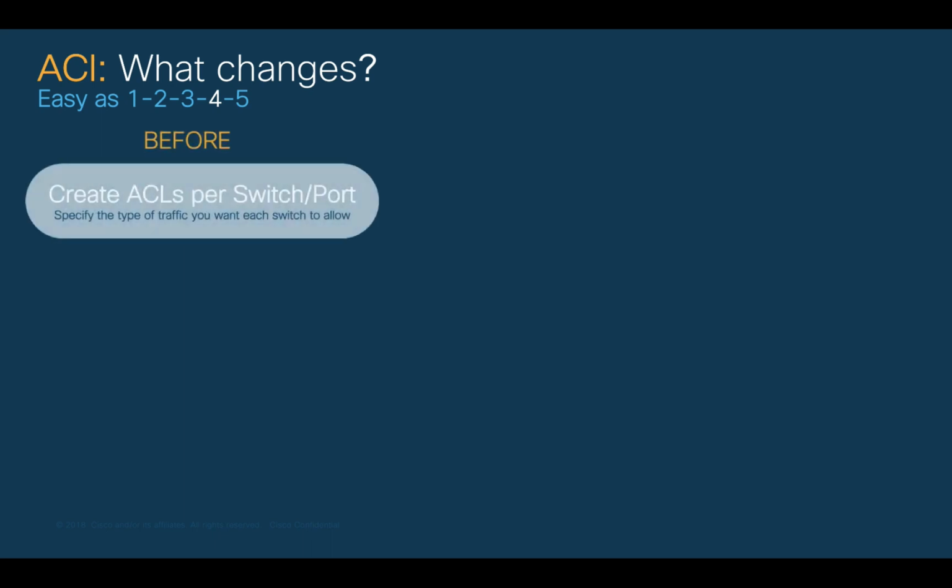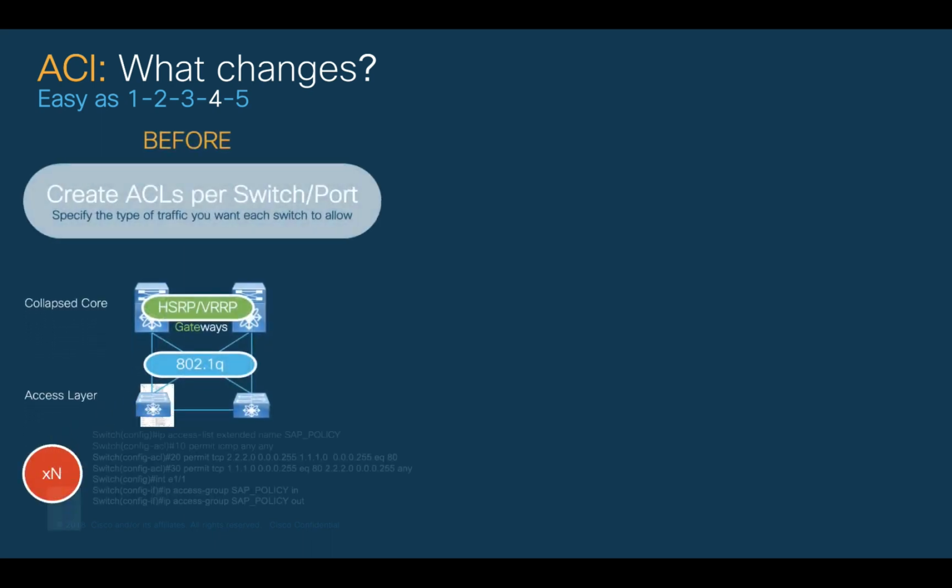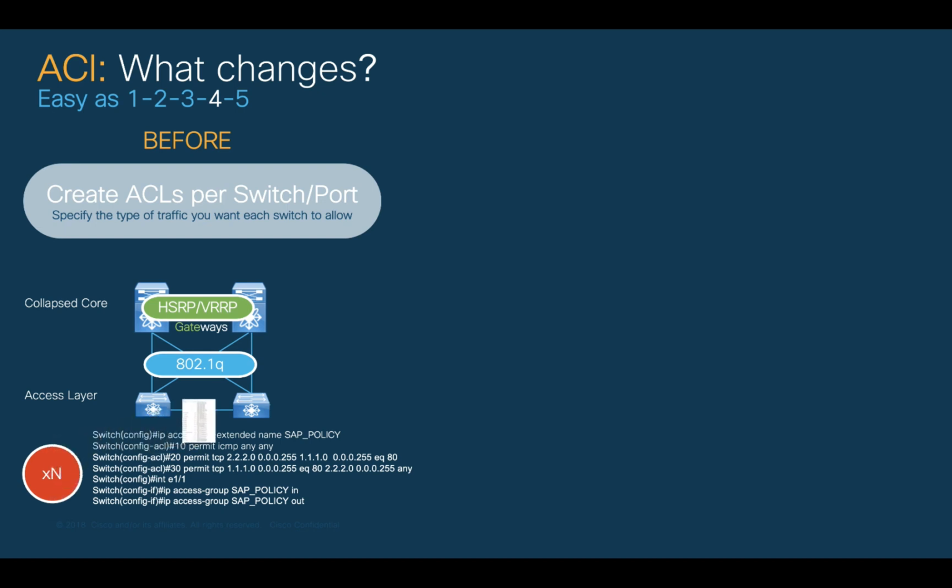Let's continue then with Step 4. Before, we would need to create access control lists in order to block or permit traffic on a per port, per switch basis. We would need to specify things like source and destination subnets, ports, and more. Then, we would apply that access control list on a specific port, inbound, outbound, or both.